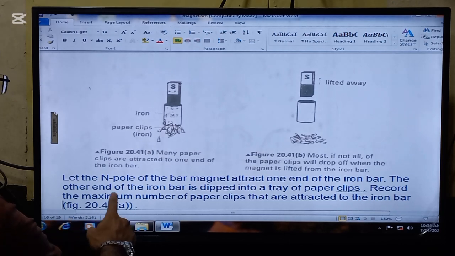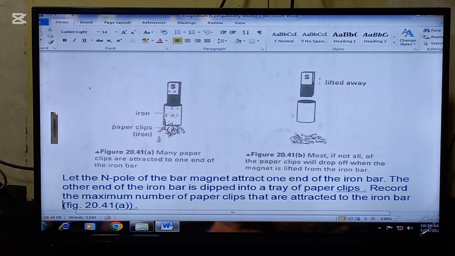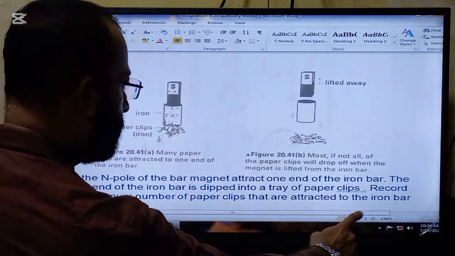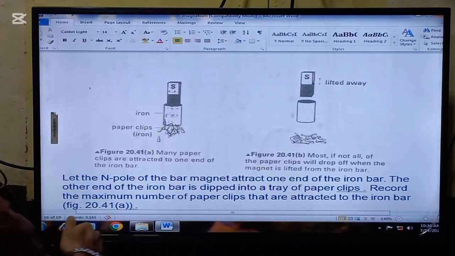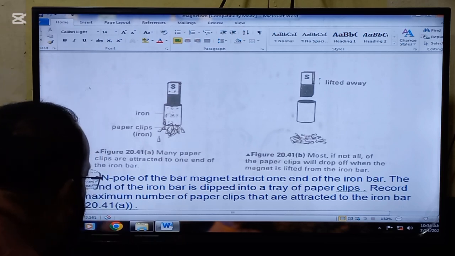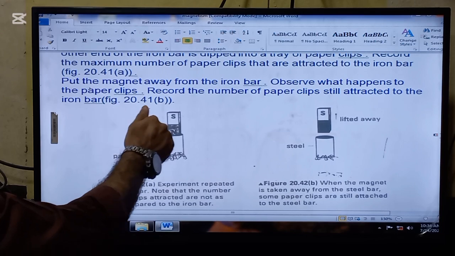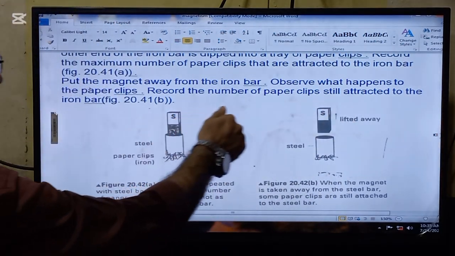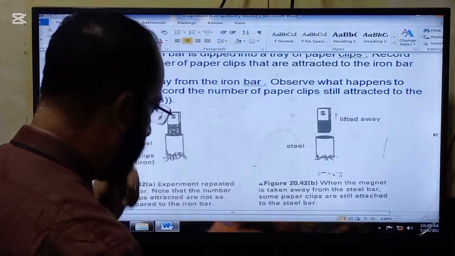So look now, let the end pole of the bar magnet attract one end of the iron bar. The other end of the iron bar is dipped into a tray of paper clips. Record the maximum number of paper clips that are attracted to the iron bar. So look here, a lot of the iron paper clips will be attracted. Put the magnet away from the iron bar. Observe what happens to the paper clips. Record the number of paper clips still attracted to the iron bar. Almost all the paper clips were dropped.